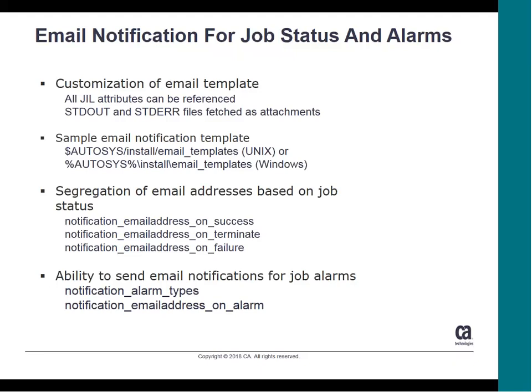Now we have opened that up to all the GIL attributes that the user may want to see in his job description. So he can use any GIL name in the template, and that will be filled up with the respective value assigned as part of the job, and that gets sent as part of the email body. There is a default template present under AutoSpace install email templates. I'll be showing how that looks.